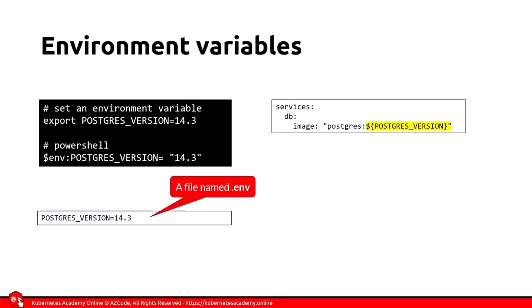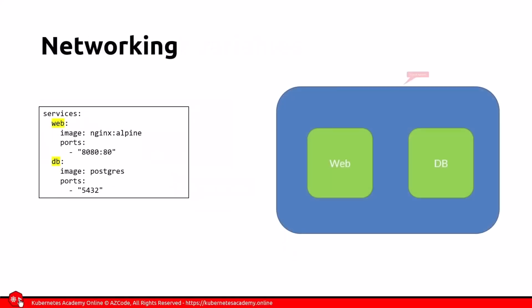You can place the values in a file that you'll name .env, located in the same folder as the Compose file. The Compose command will automatically read the values from that file. By default, all containers specified in a Compose file will see each other using their service names. Here, we have two services, web and DB. The code running in the web service can communicate with the second one using DB as the host name, and vice versa.